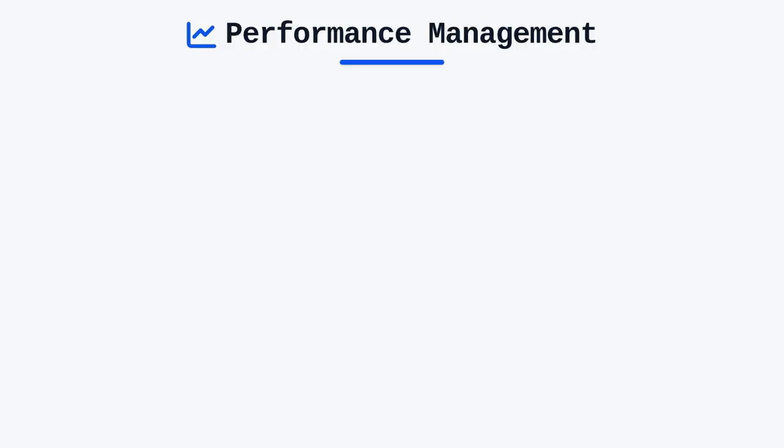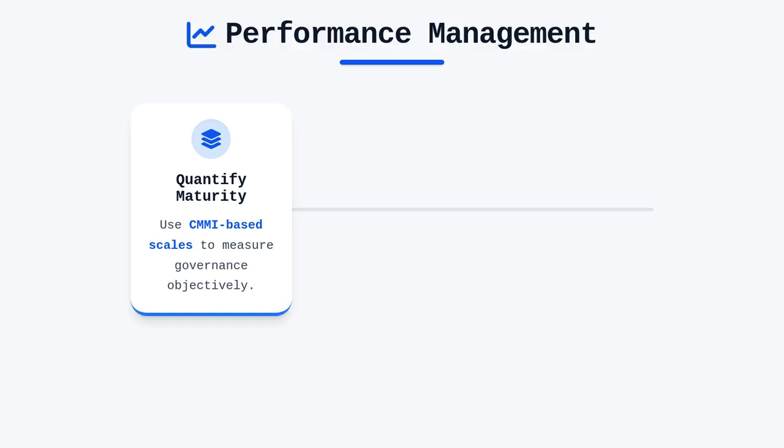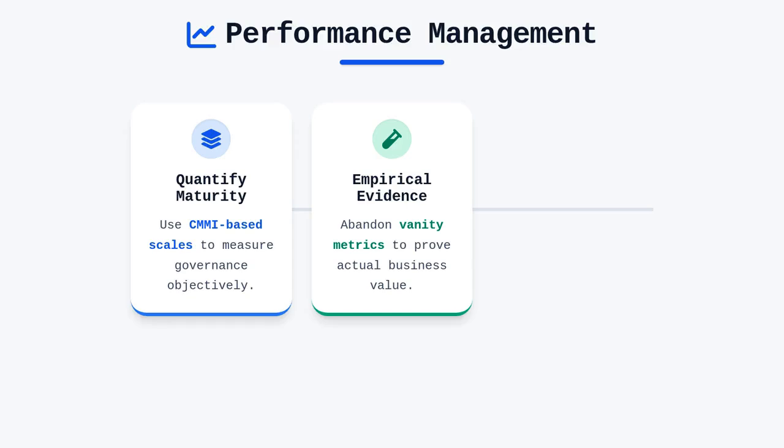Performance management rounds out our knowledge, introducing the CMMI-based capability level scales that help you quantify the maturity of your governance processes. Measuring performance is not about vanity metrics. It is about providing empirical evidence that your governance system is yielding the intended value.